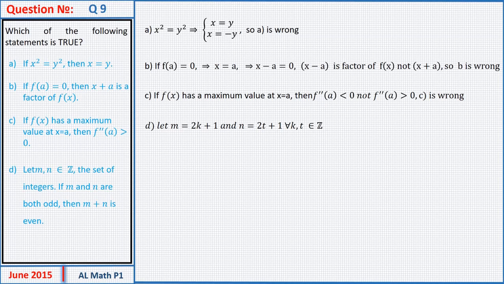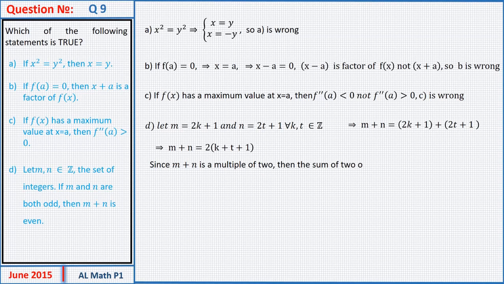So we say let m be 2k plus 1, which is an odd number, and let n also be 2t plus 1, which is also an odd number, for all k and t belonging to the set of integers. Now we'll look for the sum. What will m plus n give us? If we add m plus n and simplify, we have 2 into k plus t plus 1. So here we see that m plus n is a multiple of 2. And if something is a multiple of 2, then it is an even number. So since m plus n is a multiple of 2, the sum of two odd numbers is an even number. So here our answer is D.